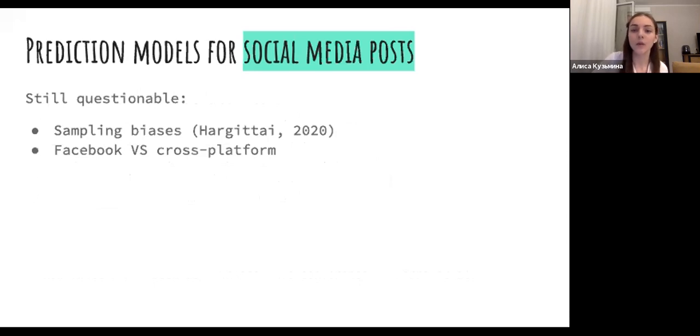And the second question is about a choice of social media. Many studies include one particular social media, for example, Facebook or Twitter, or even Vkontakte. But in real life, we use several of them, and connections between several social media sites may improve research results.